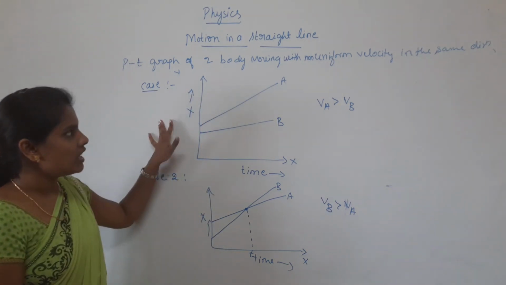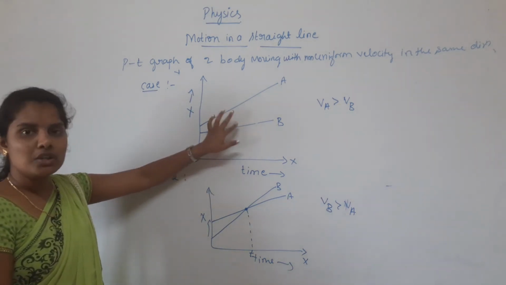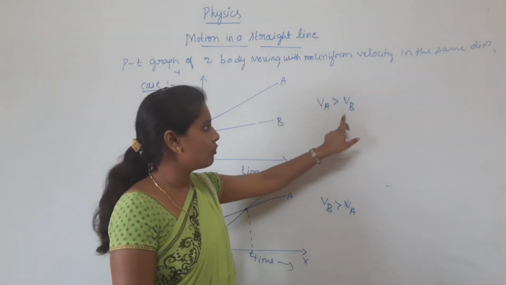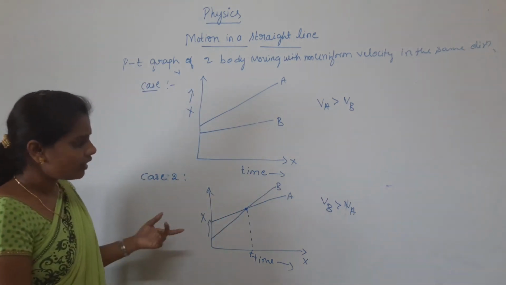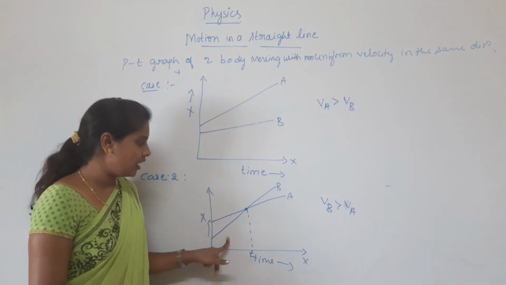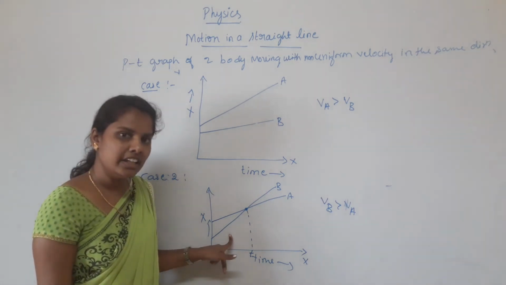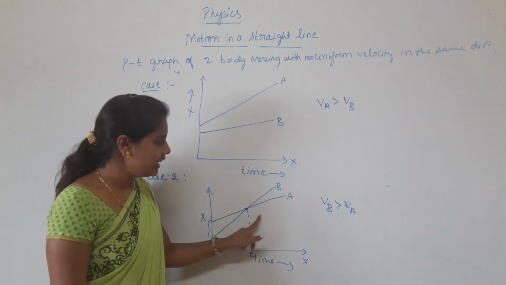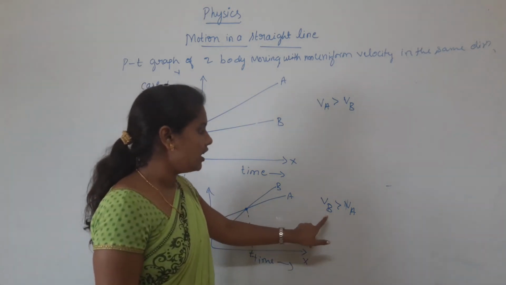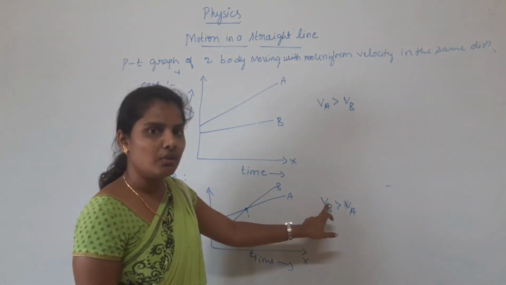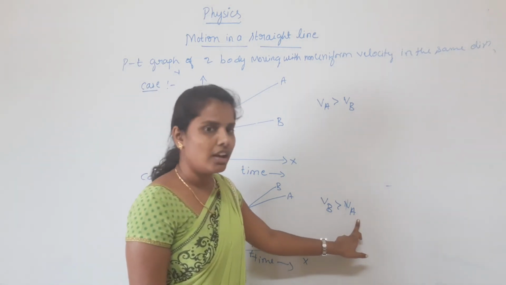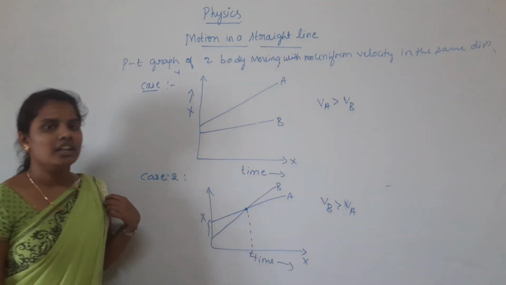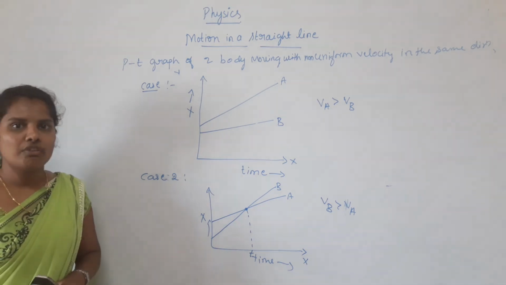So here there are two cases. First, the displacements of these two bodies will not be the same, and VA is greater than VB. But in case number 2, body B initially moves behind A, and at some point of time body B overtakes body A. Then the relative velocity of body B is greater than the relative velocity of body A. So this is regarding the velocity and relative velocity of two bodies.